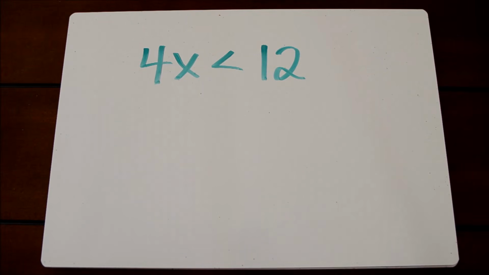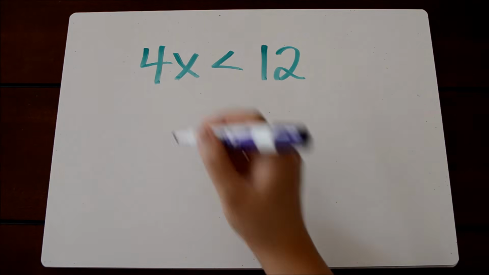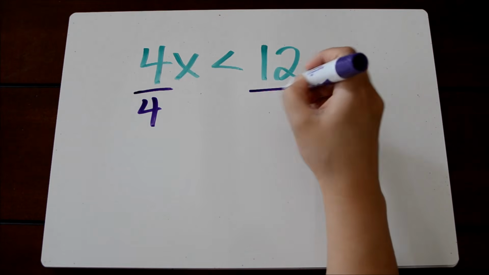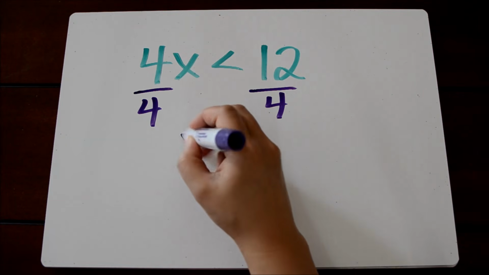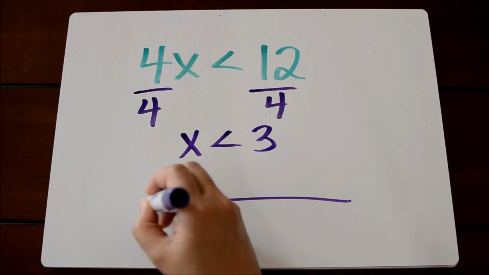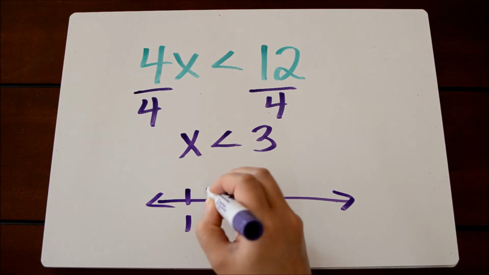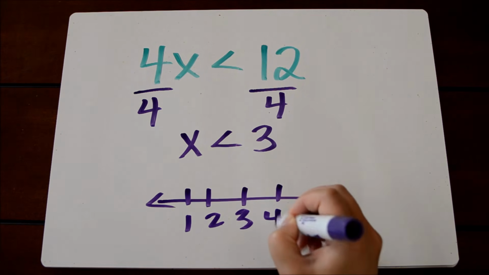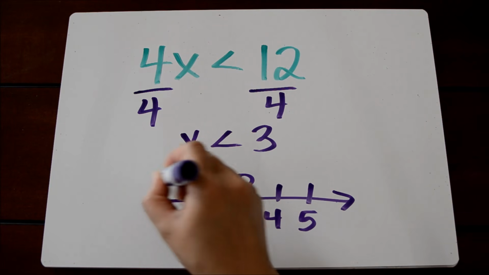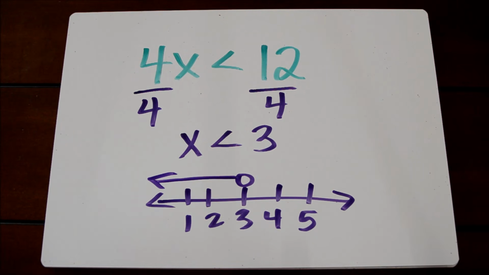Here we have 4x is less than 12. To undo the multiplication, we're going to divide. So we'll divide this side by 4. Divide this side by 4, that one's out, and we're left with x is less than 3. So that means x can be any number smaller than 3, but it cannot equal 3. This is going to have an open circle over the 3 and an arrow to the left, meaning it could be any number to the left of that 3.